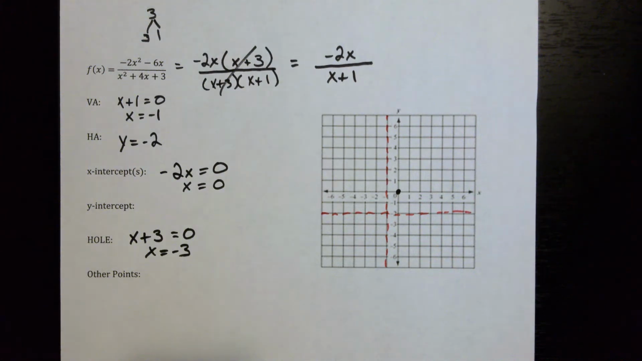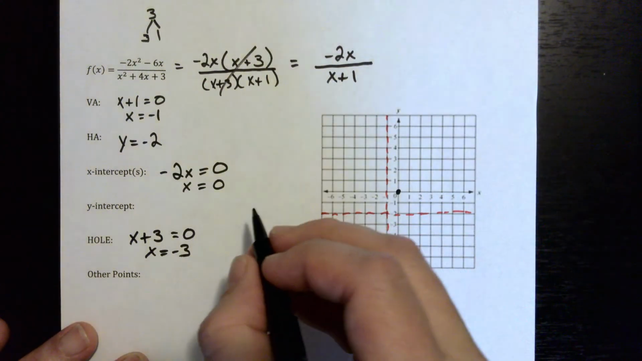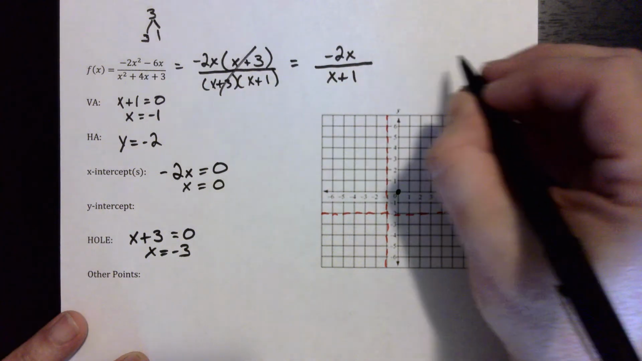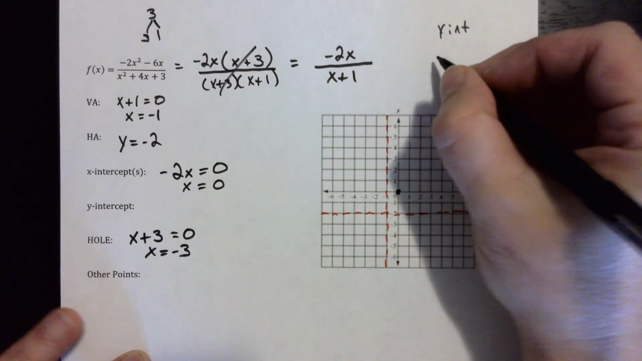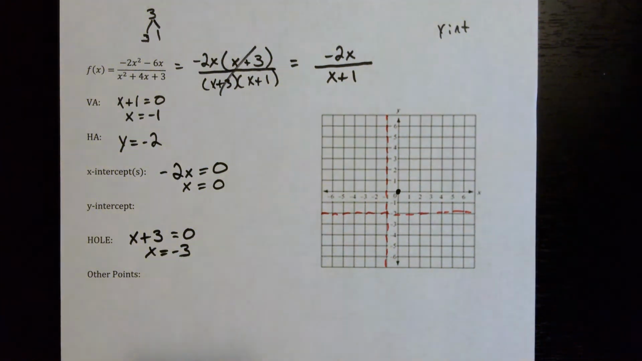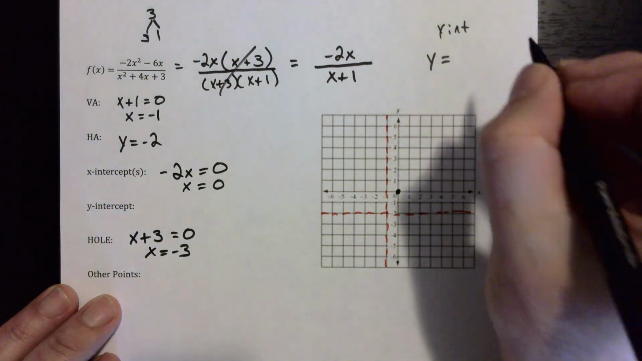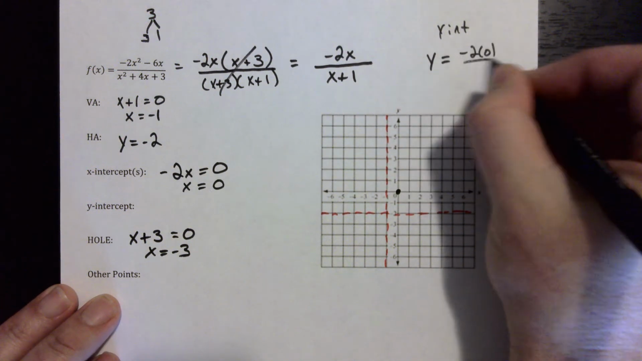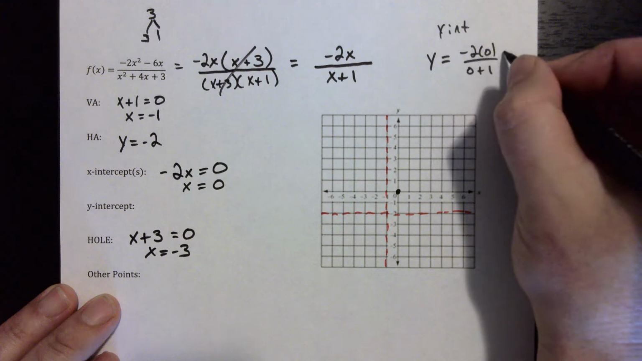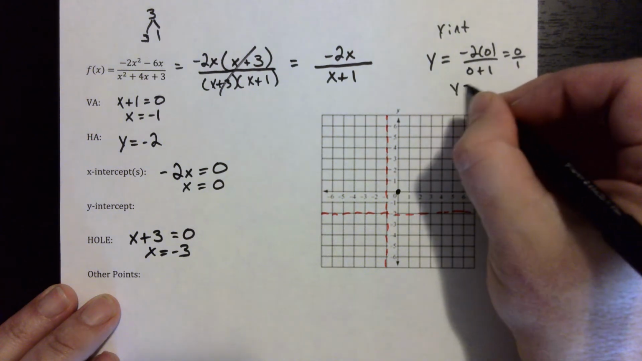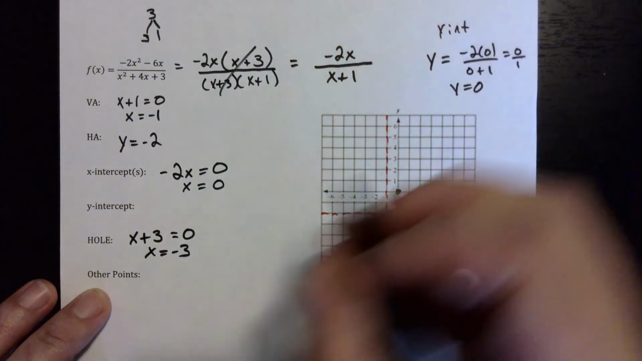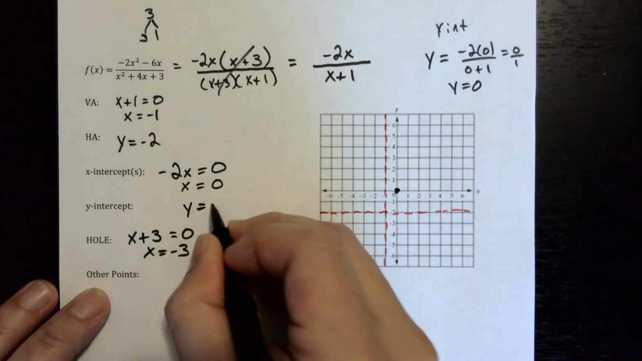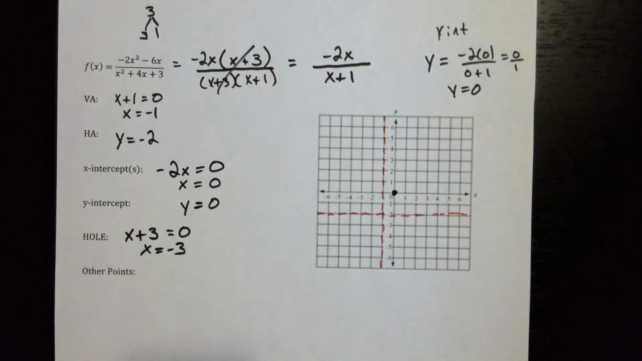Y-intercept, we're going to set the whole thing equal to 0. So I'll set this whole thing. Let me do it up here. So y-intercept, let me label that. I will plug in 0 for all the x's. Okay, so it'll be y is equal to negative 2 times 0 over 0 plus 1. And that's 0 over 1, which is y equals 0. So our y-intercept is also at 0. So that's the same point. Our x-intercept and our y-intercept are the same number. They're both at 0, 0.